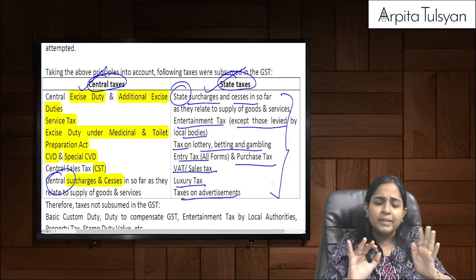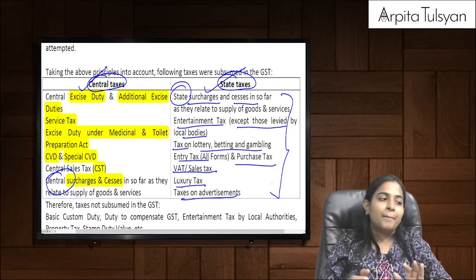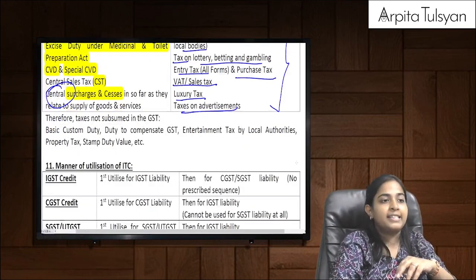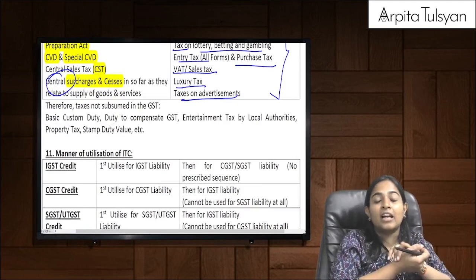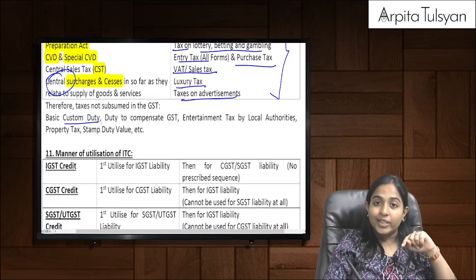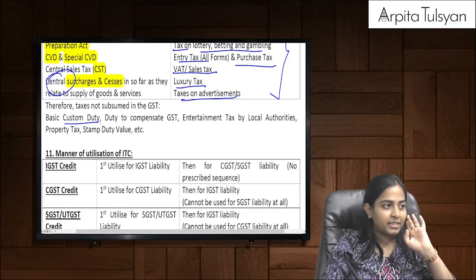So you can randomly remember the list. Exact remembrance is not required, but these are some taxes which have gone and have been replaced by the GST. Ma'am, which taxes are still there along with GST? So custom duty at the time of import, that is there. Okay, when we import the goods or services, that is still there.